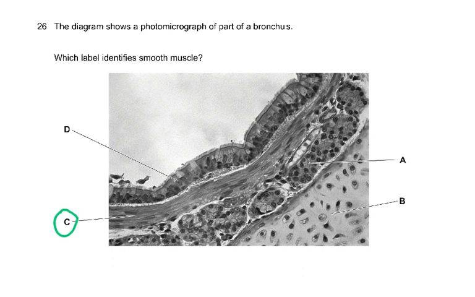Question number 26. The diagram shows a photomicrograph of part of a bronchus. Which label identifies smooth muscle? Again, I've shown you some diagrams before this also. So B is the cartilage, C is the muscle. So that is why for question 26, the answer is C. What is D? D is the epithelium. C is the muscle. B is the cartilage.